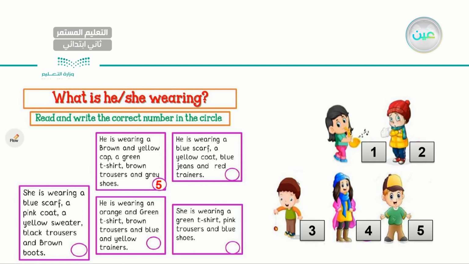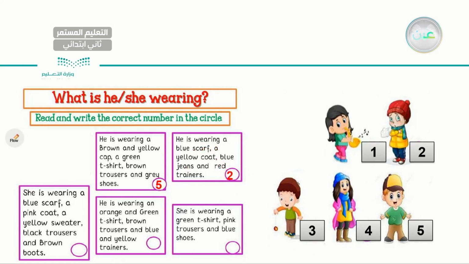How about the next one? He is wearing a blue scarf, a yellow coat, blue jeans, and red trainers. Now, which picture do you think I'm talking about?